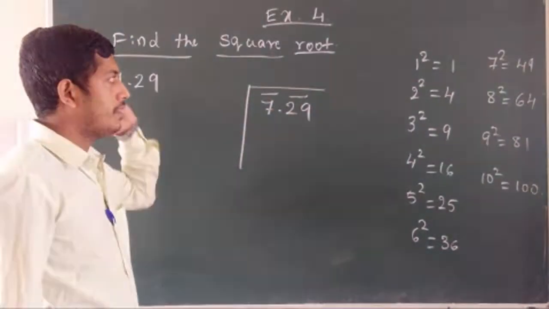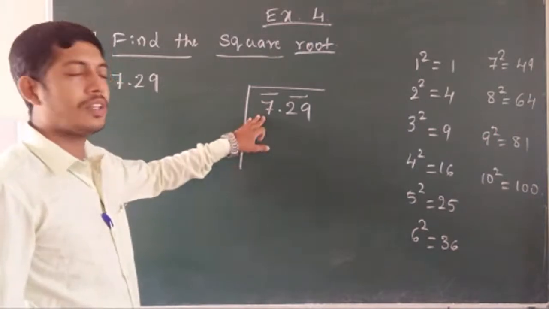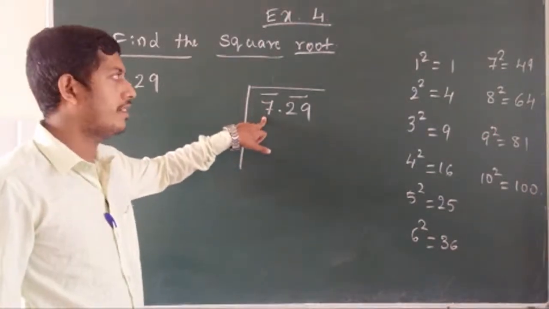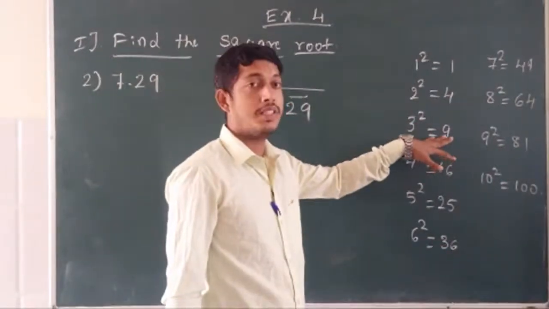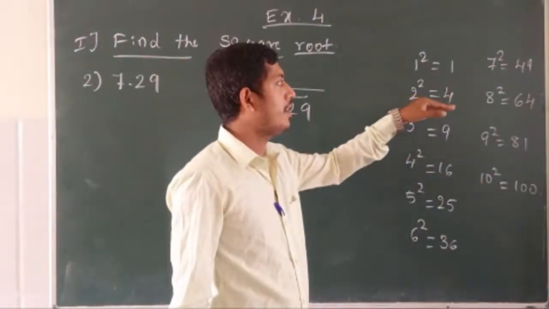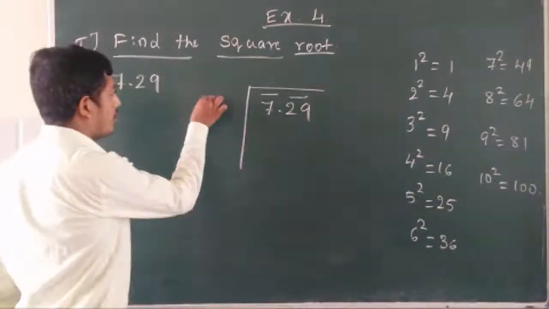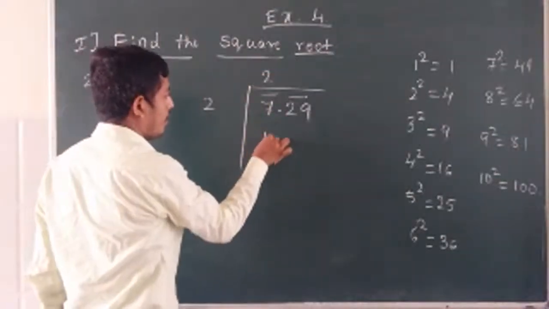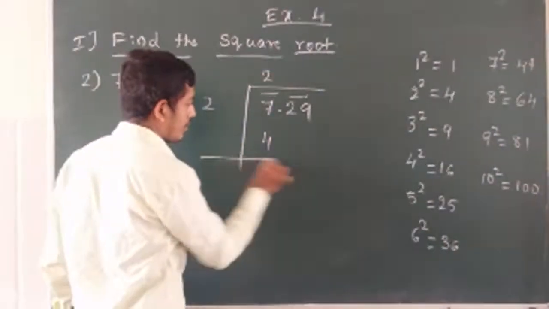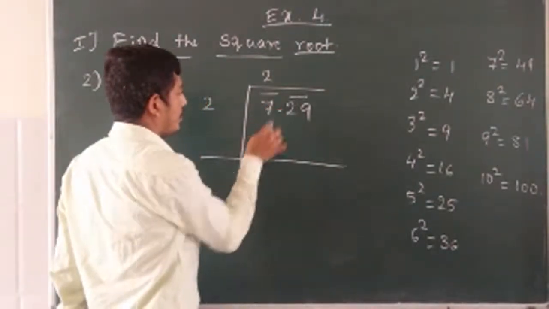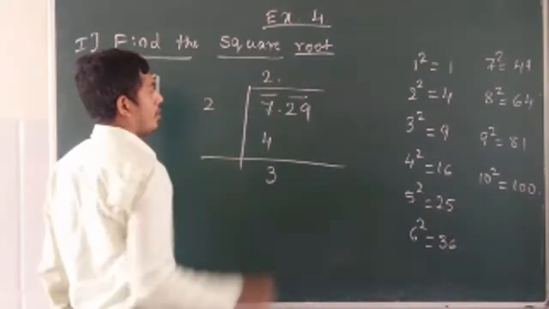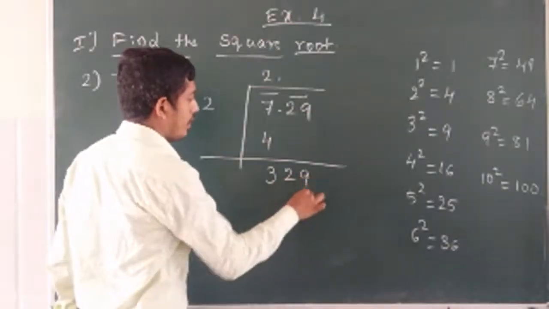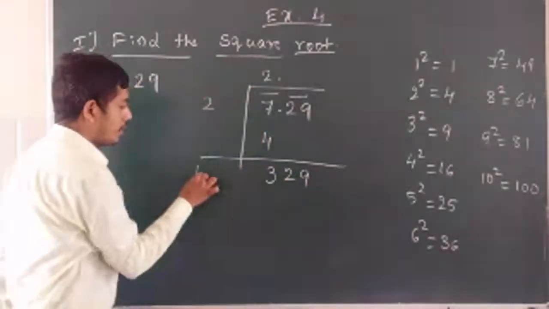Then we have to consider first, that is 7. So 7 value, 2 square is 4, 3 square is 9. So which is less than or near? It is 2 square. Okay, so therefore I will consider 2 is 4. So 7 minus 4 gives 3. Then we have to put one dot. Then 2, 9. 2 plus 2, it is 4.